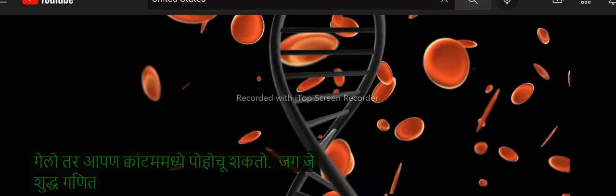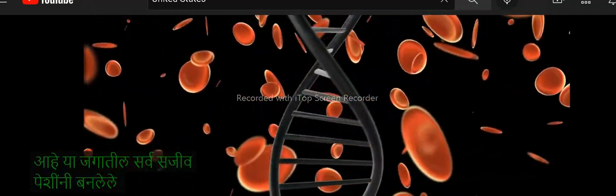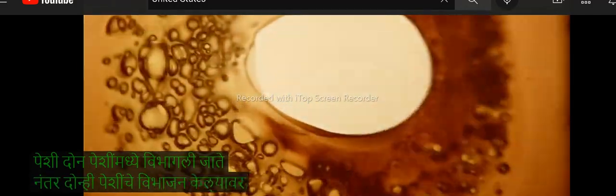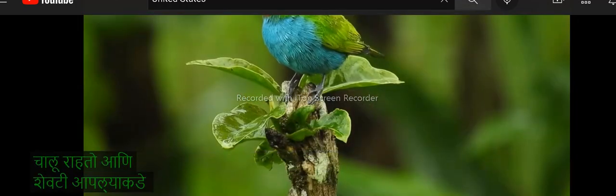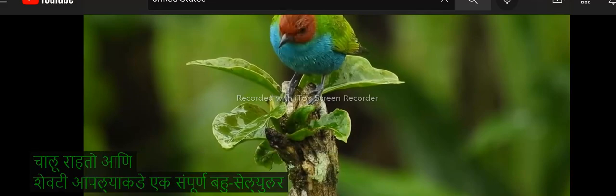All the living things in this world are made up of cells. Multicellular organisms are formed by the division of a single cell. A single cell divides into two cells, then after division of both the cells, we get four cells. Then 8, 16, 32, 64, and 128 cells are produced. In this way, the doubling sequence continues, and finally, we have a full multicellular organism.